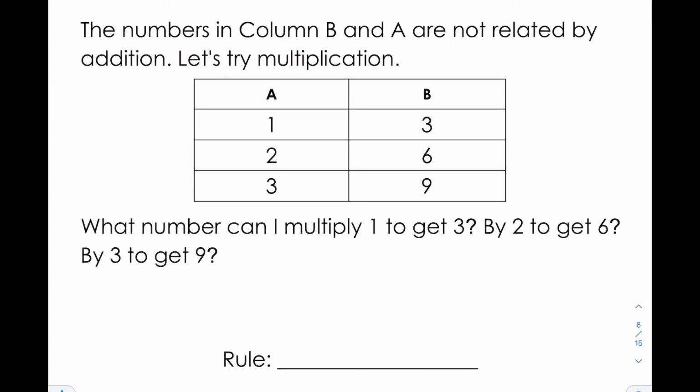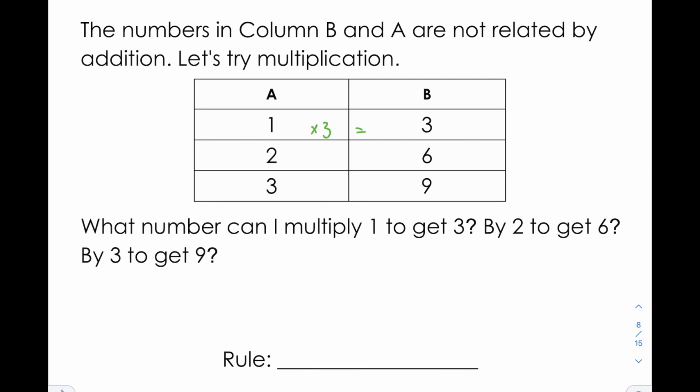All right, well, let's try another example here. The numbers in column B and A are not related by addition. Let's try multiplication, because I could say, well, I can add 2 to make 3, but then that doesn't hold true for the other ones. So we have to figure out a rule that's going to apply to this entire table. So adding 2 doesn't work. What do I multiply by 1 to make 3?